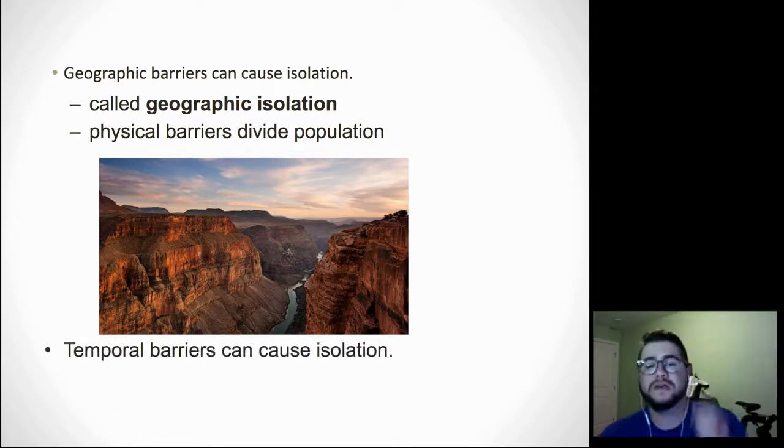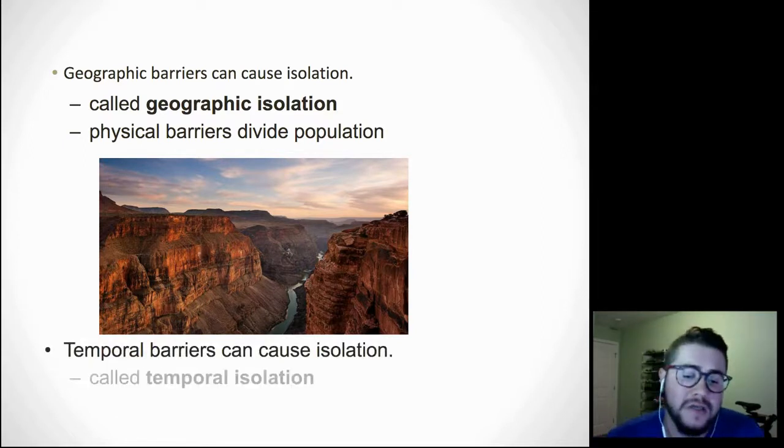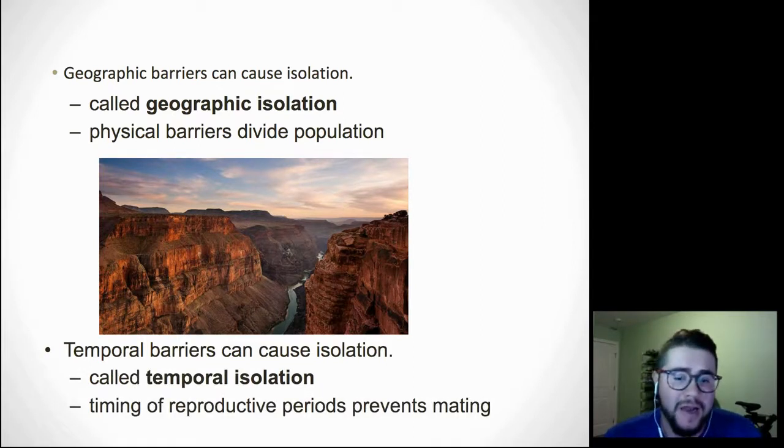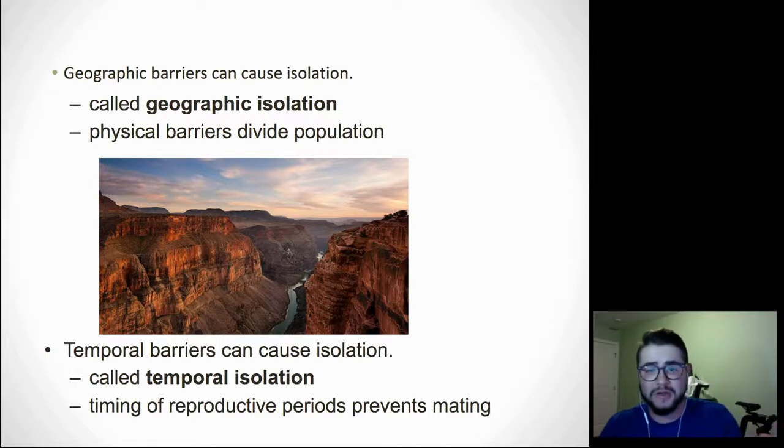And then the final one is called temporal isolation. Temporal isolation has to do with time. And so if the timing of the reproductive periods of animals don't match up, they're not going to be able to reproduce together. If one reproduces in the spring and the other one reproduces in the summer, if they're not ready to reproduce at the same time, they have this temporal isolation and they don't mate together.